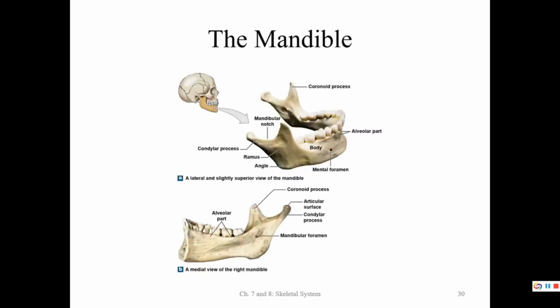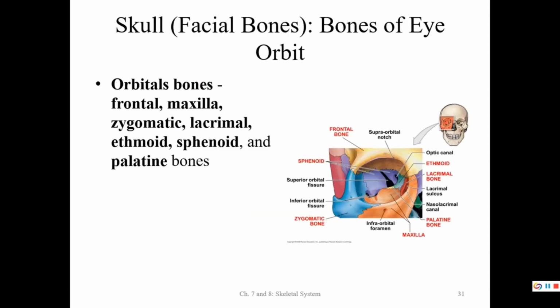All right, so that's the main one. Now the eye orbit bones. For the orbit, we're going to have the frontal, the maxilla, the zygomatic, the lacrimal, the ethmoid, sphenoid, and palatine bones. This will be on my test. Bones of the eye orbit will definitely be on there.